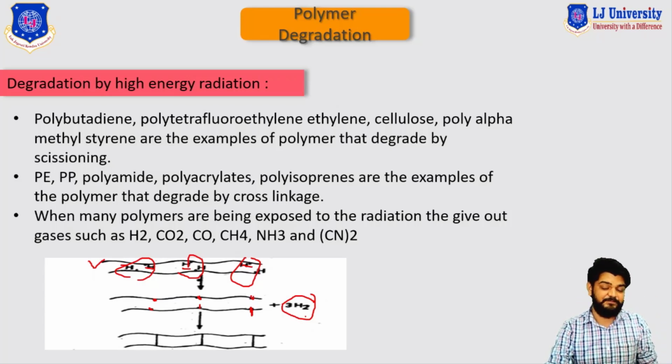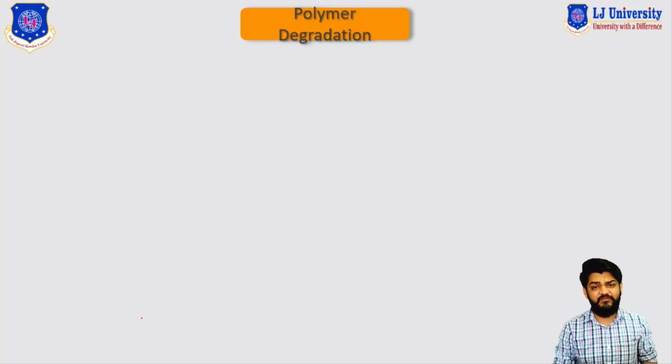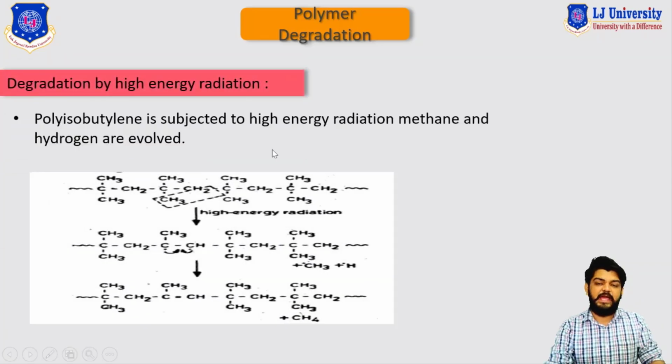Now next what will happen is these 2 free radicals will make a bond with each other and they will connect with a double bond like this, right? So this carbon will be linked with both of the carbons since they have free radicals. So we will have a structure like this. So this is the polyethylene which has degraded by the high radiation energy. Now let's understand one more example of this cross linking process. As you can see here, polyisobutylene is subjected to high energy radiation and ultimately it forms methane and hydrogen. So let's understand how this type of degradation takes place.